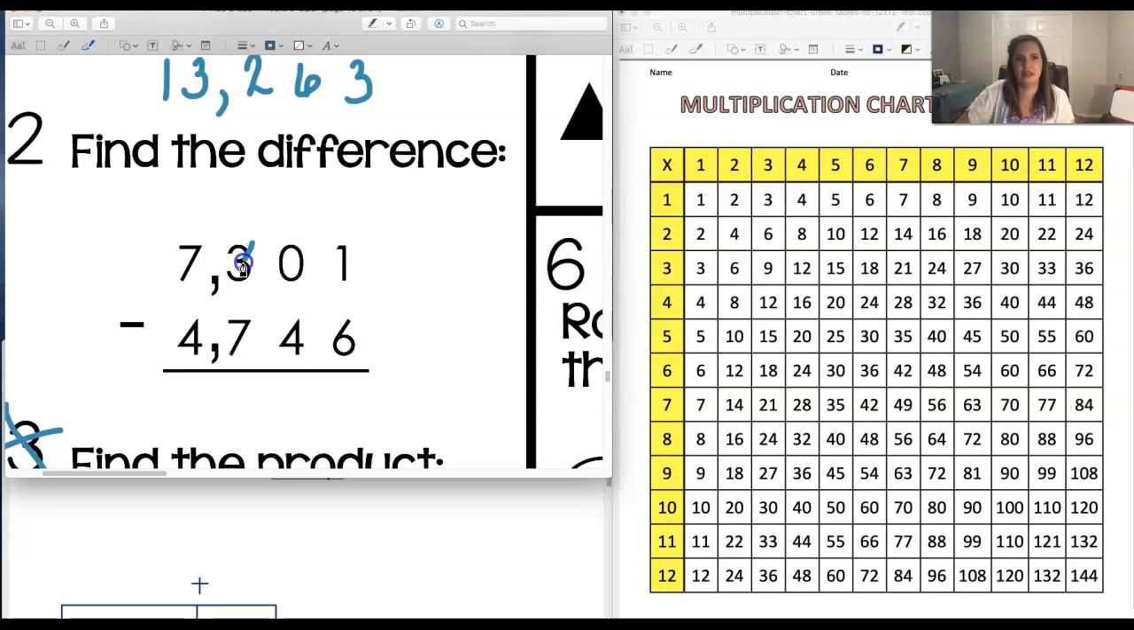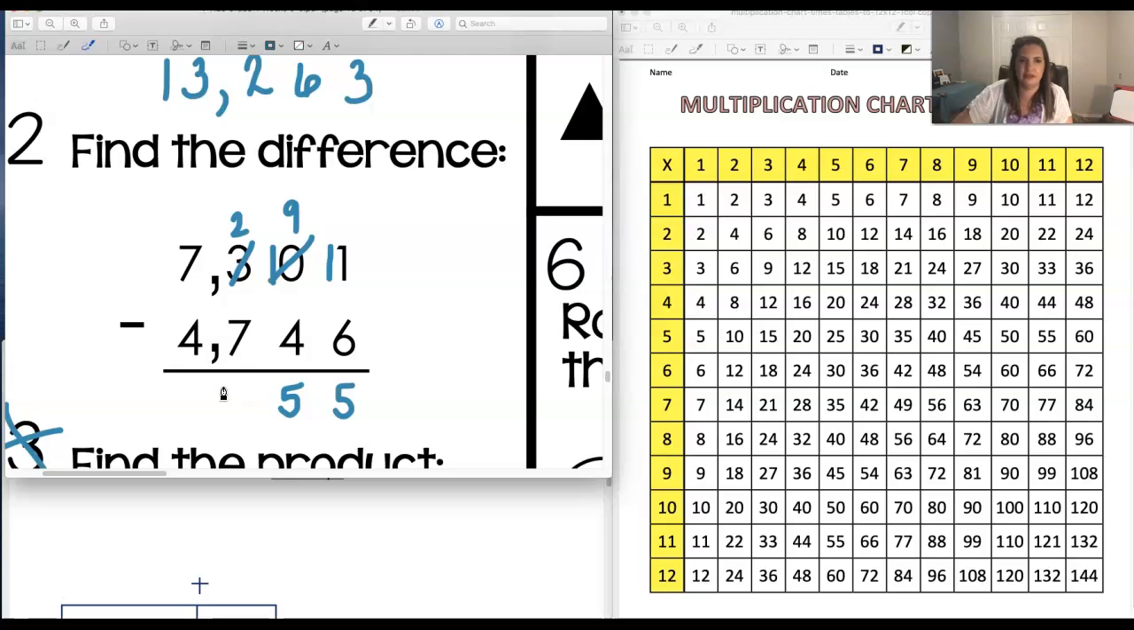In the hundreds place, I'm going to take one of them, which leaves me 2, unbundle it, and turn it into 10 tens. Then I'm going to take one of those tens, which leaves me 9 left, unbundle it to 10 ones. I already have 1 one, so now I have 11. 11 subtract 6 equals 5. 9 subtract 4 equals 5.